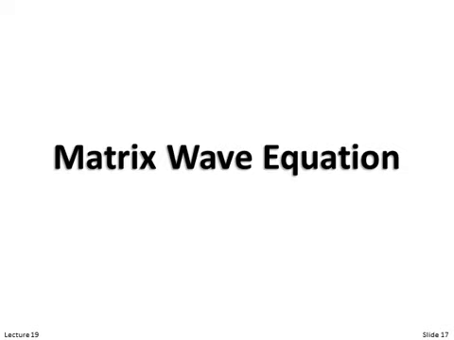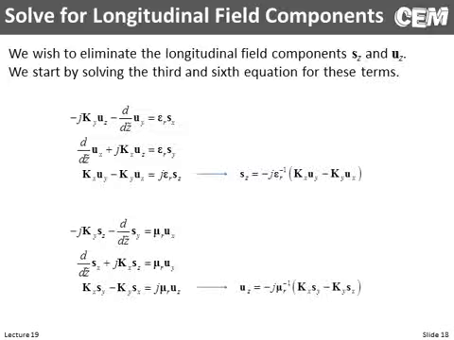Now we want to combine these and derive a matrix wave equation. So here are our 6 equations that we had on a previous slide. We are going to solve the 3rd and the 6th equation for the longitudinal components, SZ and UZ. So when we do that, here's the 2 equations we get. And based on a lot of other lectures where we did similar things, you can bet what we're going to do with this.